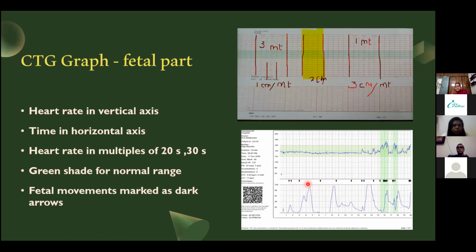And the fetal movements are marked by these arrows. When there is a spontaneous movement, this machine records it by itself. You can see a small black shadow here, black arrow here. That is a spontaneous movement, and this is a movement which is pressed by the patient.